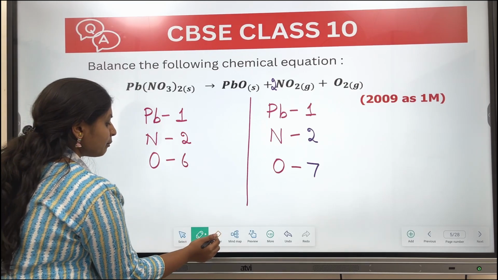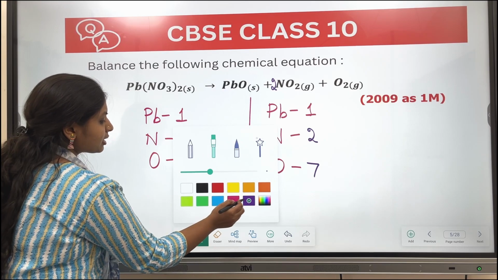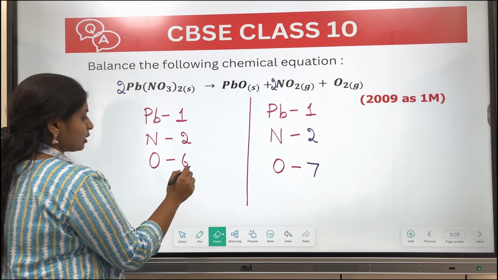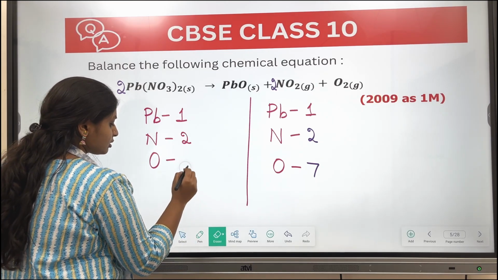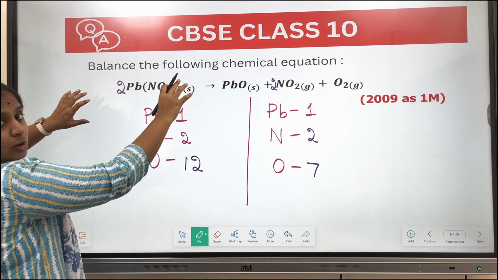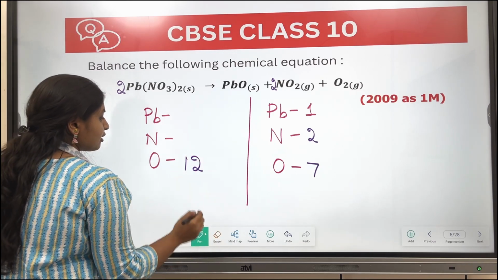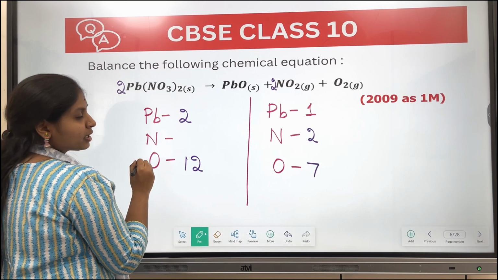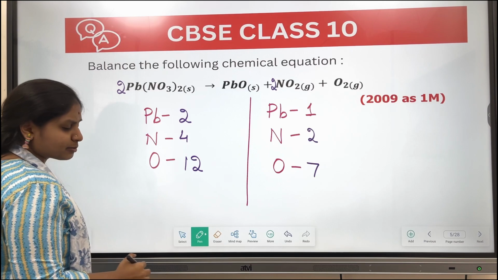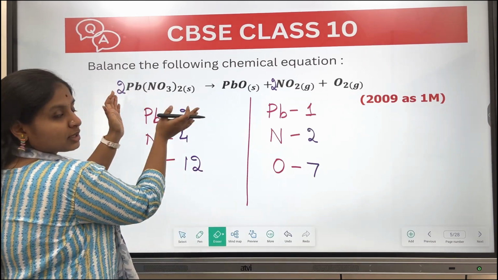So what we will do, we'll come to the lesser side and we will multiply it. So the easiest multiplication is with 2. So when I multiply oxygen with 2, the number of oxygen atoms became 12, and since I'm multiplying the whole molecule, even lead and nitrogen got increased. Therefore lead atom also became 2, and nitrogen 2 times 2, so 4 nitrogen atoms.